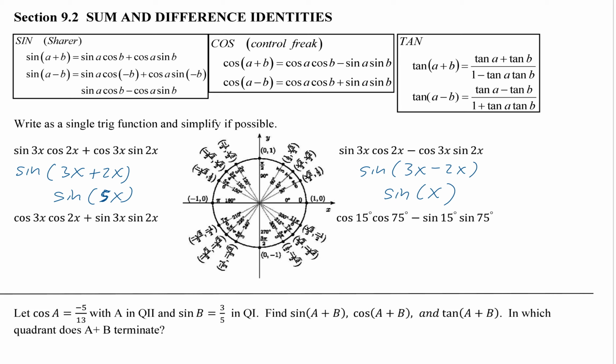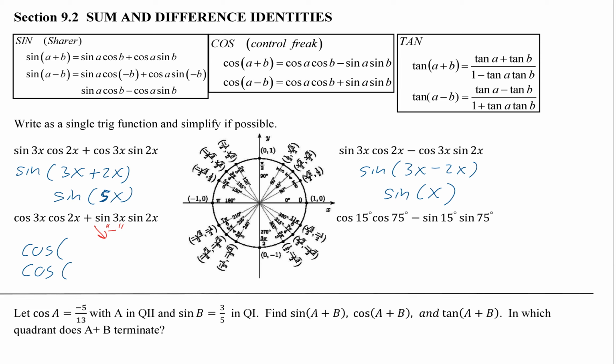Cosine's a lot easier. It really is just change the sign. So the two things we're adding are 3x and 2x. But cosine is our control freak, so everything is backwards. So this becomes a minus. So we end up with cosine x. And you're saying, well, what if you put it in backwards? That would have been negative x.